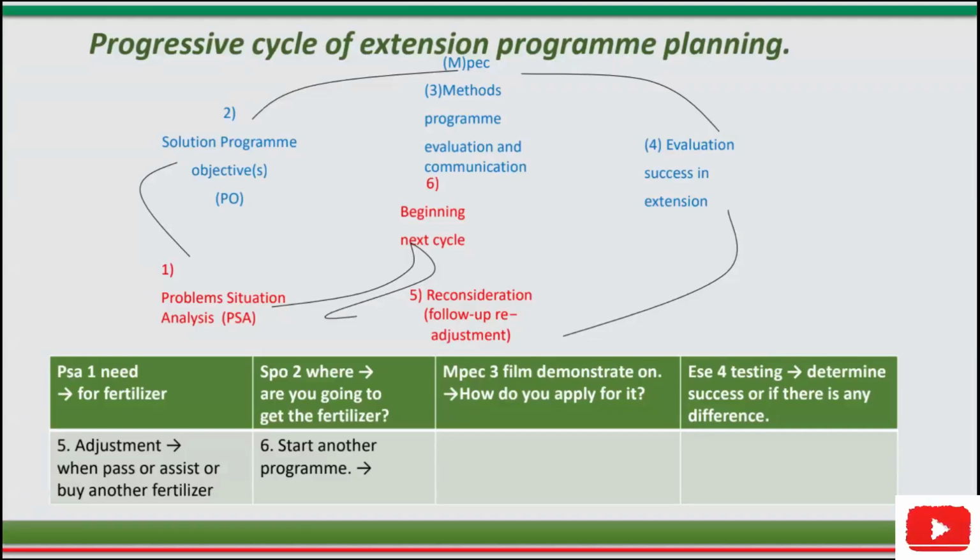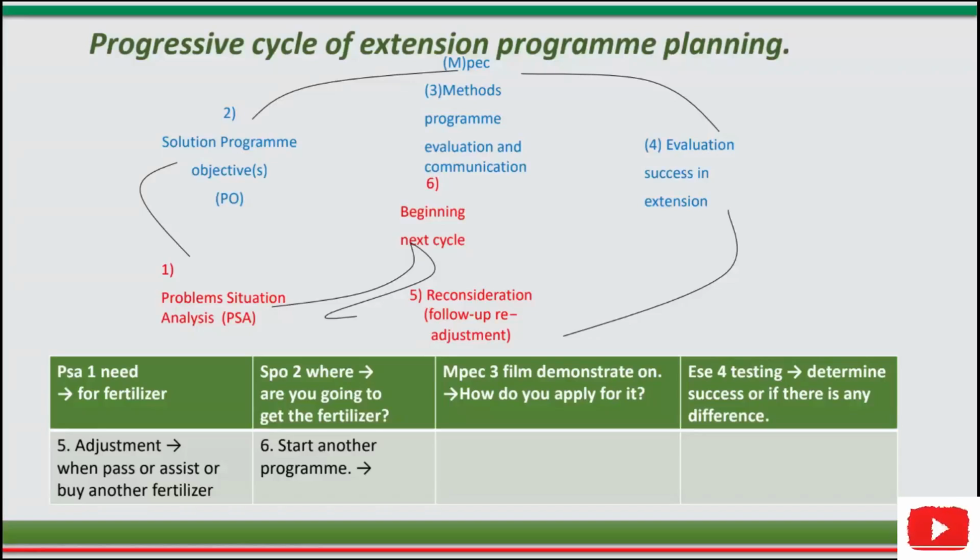Now, having analyzed and realized we need fertilizer, what next? We move to the solution program objective or objectives, the PO. At this level, we ask ourselves, where are we going to get the fertilizer to solve the need for fertilizer? Then that pushes us to number three, which is the methods, program evaluation, and communication. At this level, there's a demonstration on how you apply for it. How do you apply to get this fertilizer? How do you go about getting it?